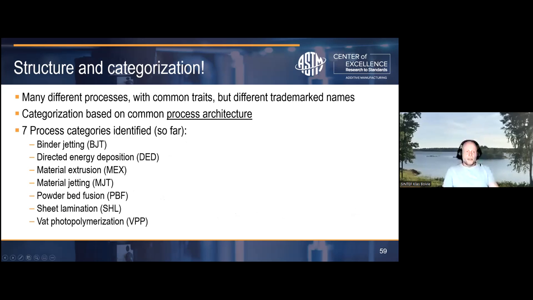Many different processes, common traits, different trademark names. We need to make categorization based on process architecture. There are seven process categories identified. We have binder jetting, directed energy deposition, material extrusion, material jetting, powder bed fusion, sheet lamination, and vat photopolymerization, and they have all been based on process architecture.